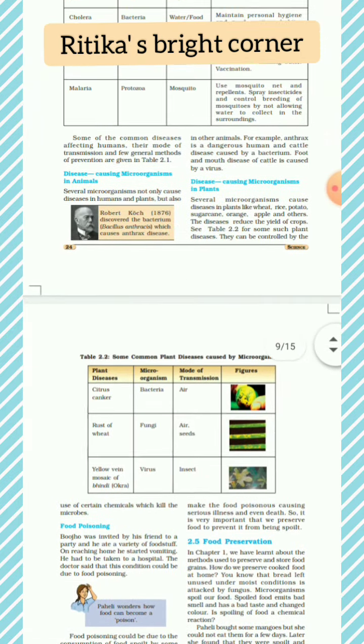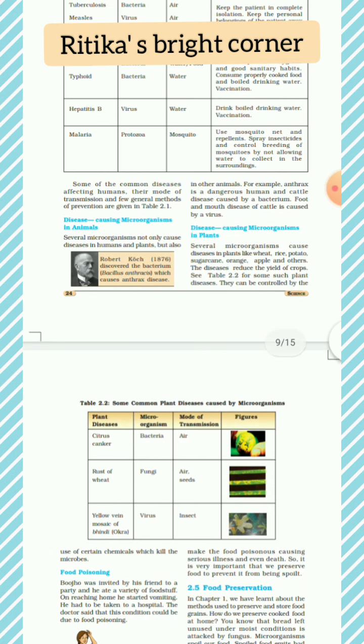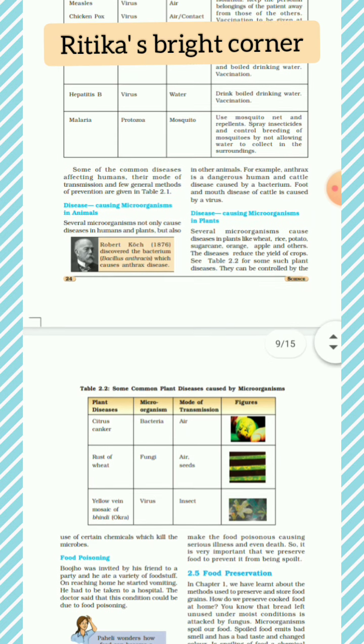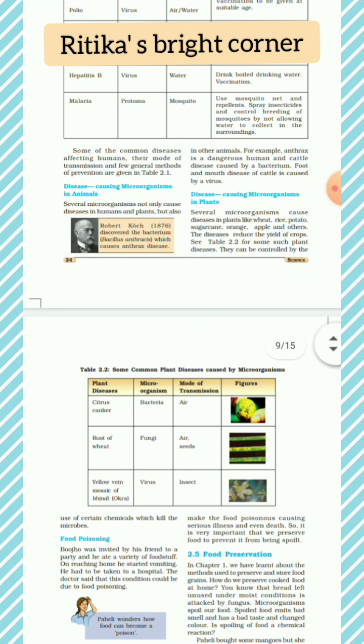Now let us learn about Robert Koch. Disease-causing microorganisms in animals. Several microorganisms cause diseases not only in humans and plants but also in other animals. For example, anthrax is a dangerous human and cattle disease caused by a bacterium. Foot and mouth disease of cattle is caused by a virus. Robert Koch in 1876 discovered the bacterium which causes anthrax disease.